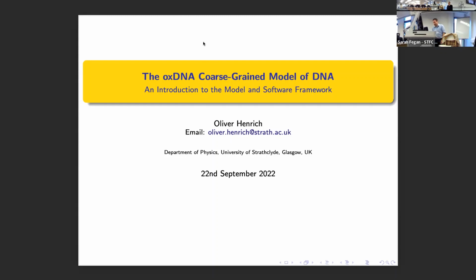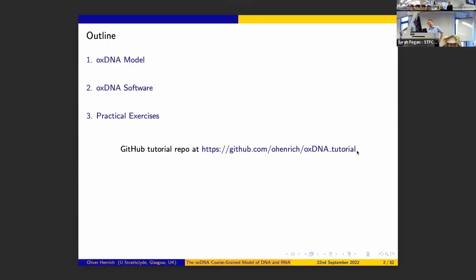So my name is Oliver, German accent, English name. Blame my parents. I work at the University of Strathclyde, which is in Glasgow. You always need to say that because Strathclyde is the name of an ancient, medieval kingdom. Half of the population of the world can't pronounce it, so maybe not the smartest move, but anyway. I'm now based in Glasgow.